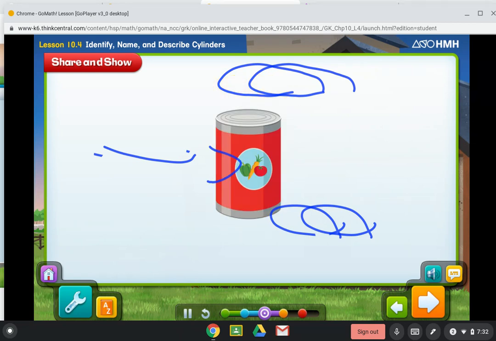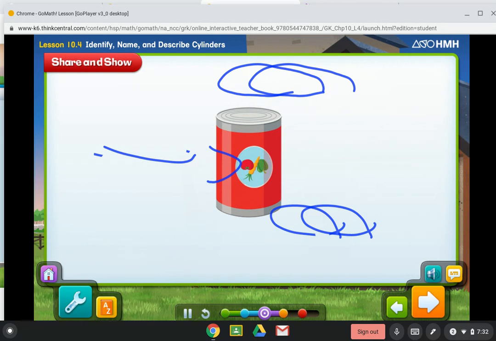This soup can has the shape of a cylinder. It has a flat surface on the top. Go ahead and flip it over. Okay, I'm going to click this, and then the can will be flipped over. Watch. It also has one flat surface on the bottom. It has two flat surfaces. It also has one curved surface. It has the shape of a cylinder.